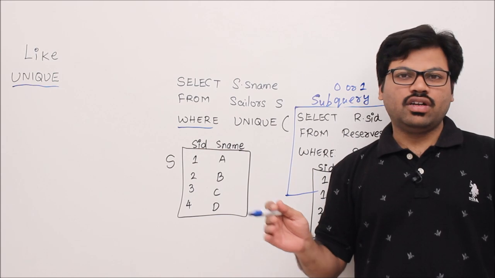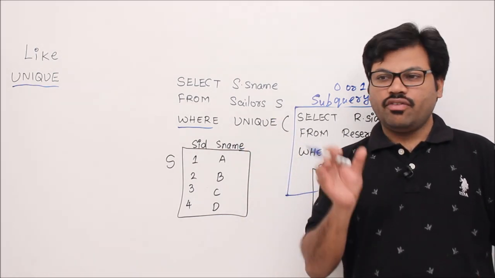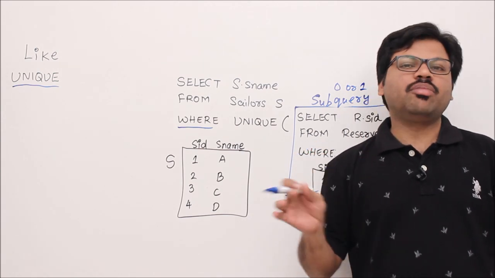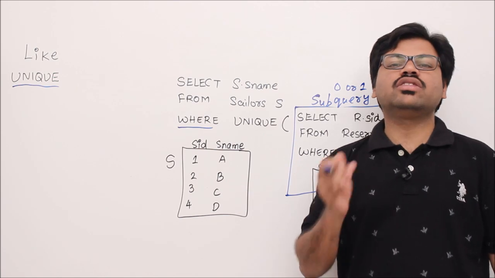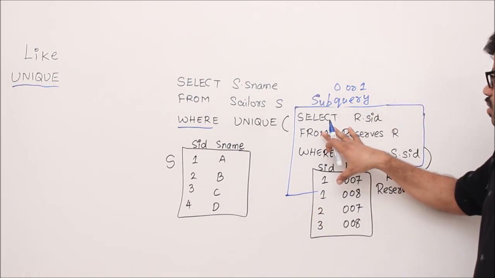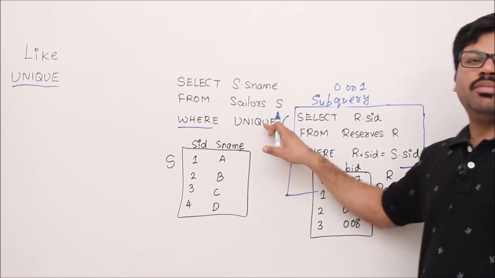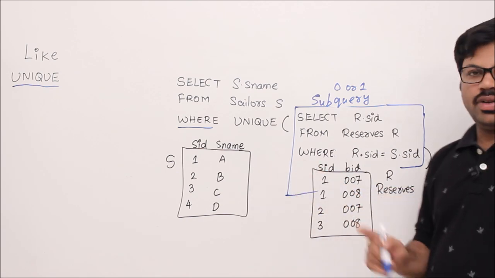Okay, not more than one. At any time in the real world, not only in SQL, anywhere, whenever I say unique, it means that the number of tuples should be 0 or 1. So if this table contains more than one tuple, then unique will become false. We'll see with one example.